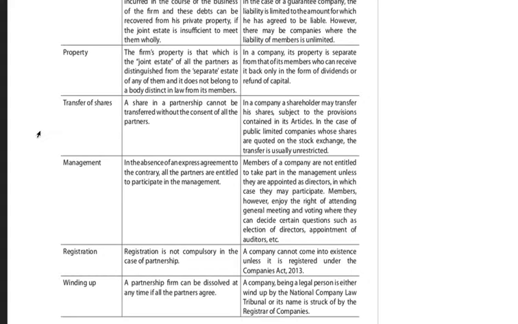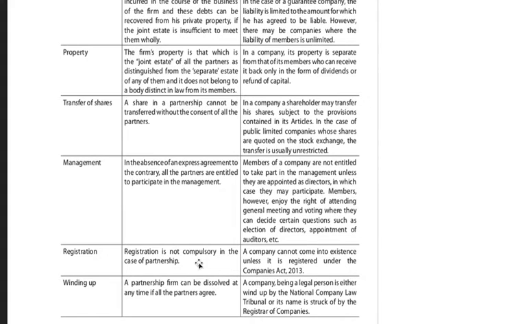Members, however, enjoy the right of attending general meetings and voting, where they can decide certain questions such as election of directors, appointment of auditors, etc. But the day-to-day decision making regarding the business of the company is taken by the directors. Directors only. Members do not have much say in it.